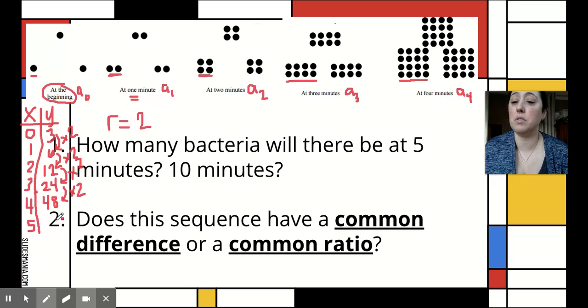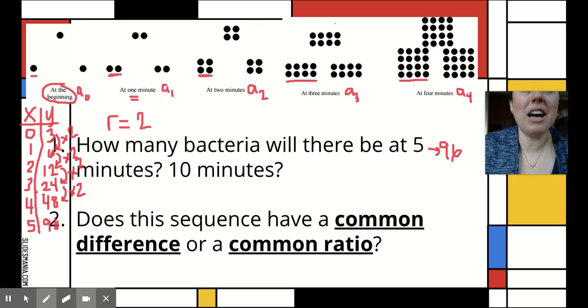All right, so 48 times 2. So 8 times 2 is 16. Carry the 1. And then 2 times 4 is 8, plus the 1 is 96. So at 5 minutes, there should be 96 bacteria, right, at 5 minutes.